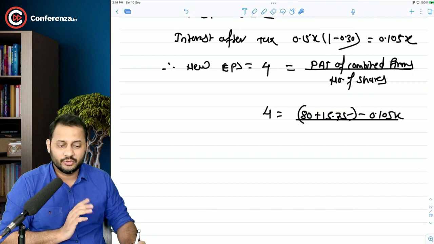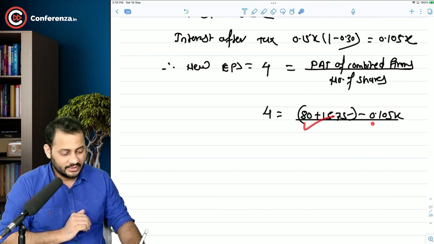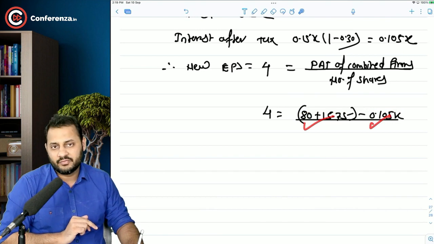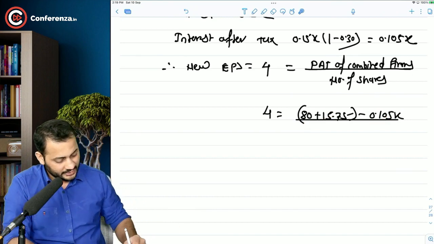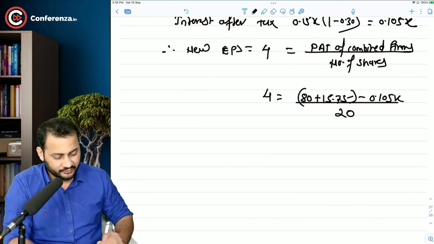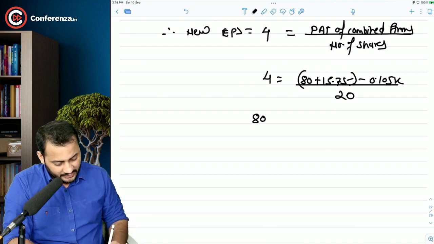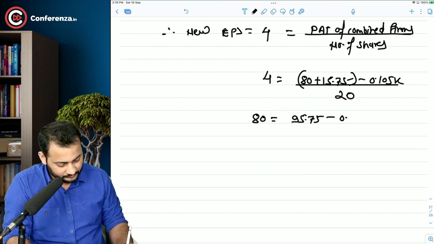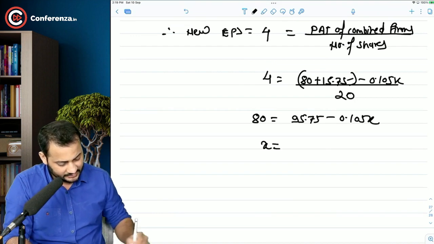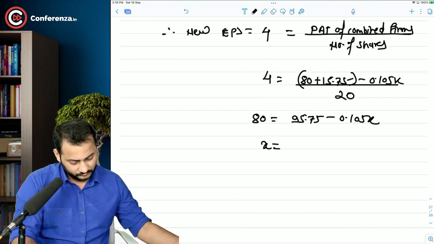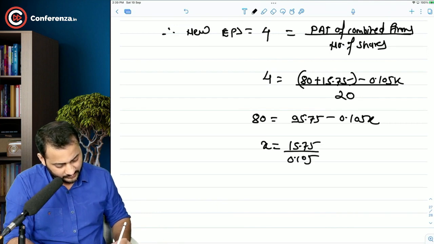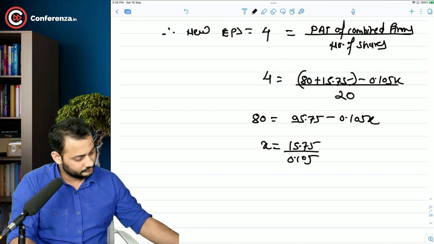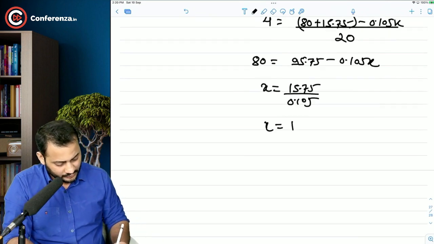What you can do instead is take the profit after tax as before tax, deduct the interest and then make it after tax. Again the value will be the same. So 80 plus 15.75 is 95.75 divided by the number of shares, which is 20. It will look like 80 is equal to 95.75 minus 0.105X, and that X is equal to 15.75 divided by 0.105. It comes to 150 lakhs.